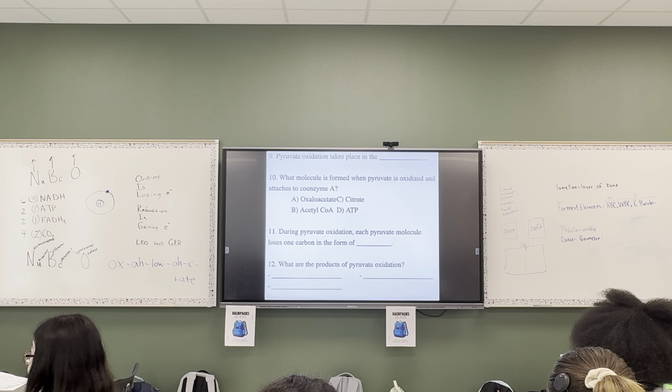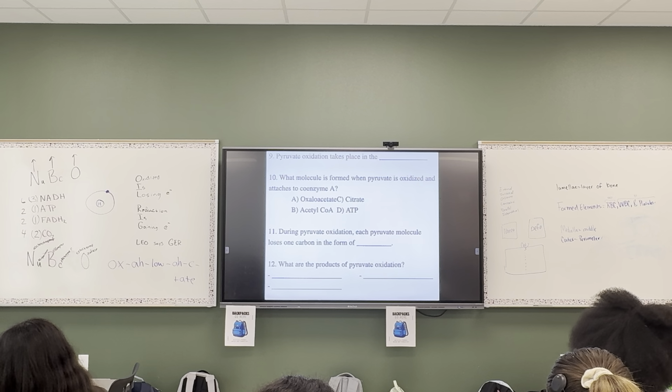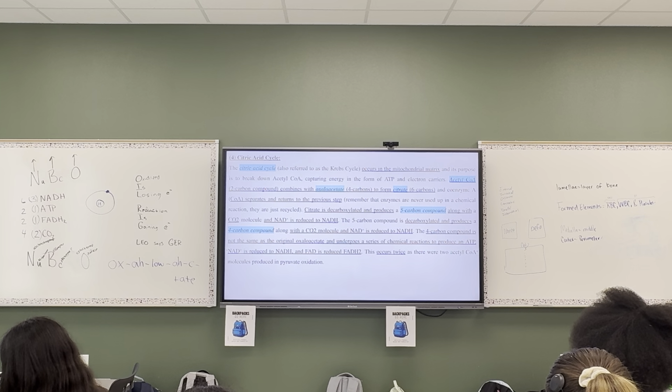Okay. Number 12, what are the products of pyruvate oxidation? Acetyl-CoA. How many? Two. NADH. How many NADHs? Two. And is that it? CO2. CO2, how many? Two. Good. Again, you notice how a lot of this stuff happens twice.